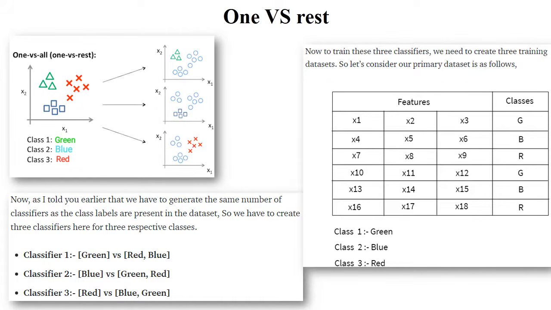On the right side, this is your given data set. There are features and classes, and the class is your target output. Suppose the features are x1, x2 and x3; at that time the given class is green. Next, the features x4, x5, x6 are included in the blue class. Next, x7, x8 and x9 are included in the red class. In this way each class has particular features, and as per this data you need to generate the classification.